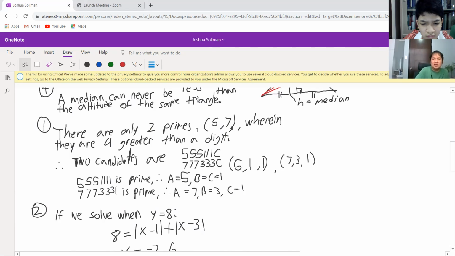So the letters A, B, and C represent different digits. A is prime and A minus B equals 4. And then the 7-digit number is a prime. So find the ordered triple ABC.